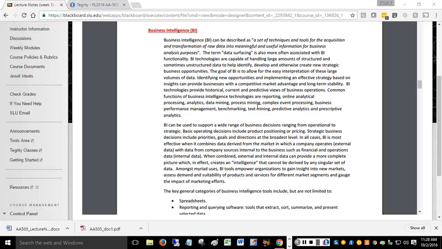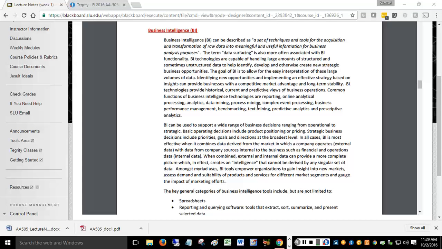This is capable of handling large amounts of data. They're going to grab data from multiple sources, and the goal here is to take this data and put it in a format that's going to be very easy to interpret these large volumes of data. You may see something like dashboards, corporate dashboards. This is an example of business intelligence.